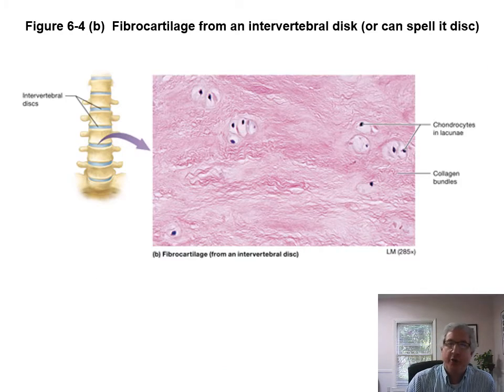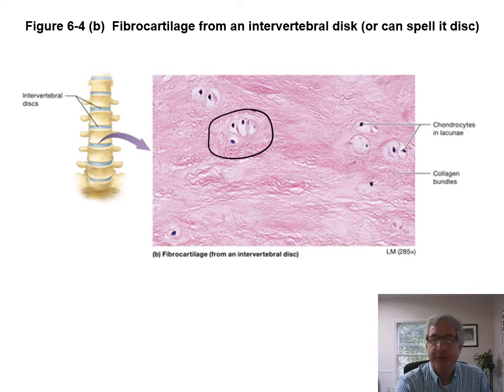And here's fibrocartilage from an intervertebral disc. You can also spell it disc, D-I-S-C. So here's some lacunae with chondrocytes in them. Pointing to some over here. These are collagen bundles. So that's fibrocartilage from an intervertebral disc. And you can see that the collagen fibers are going somewhat parallel, but they also go different directions, so it gives you compressibility. All right, next slide.